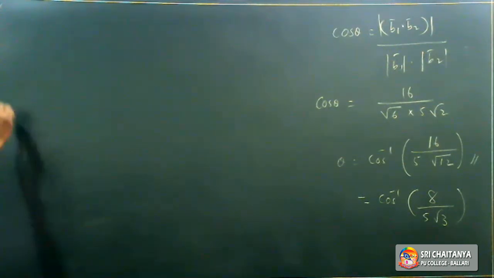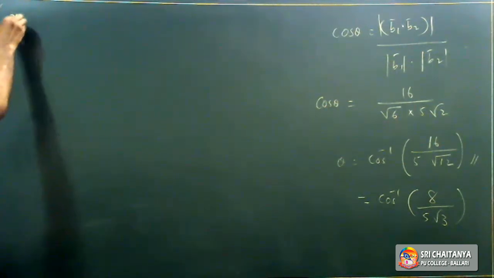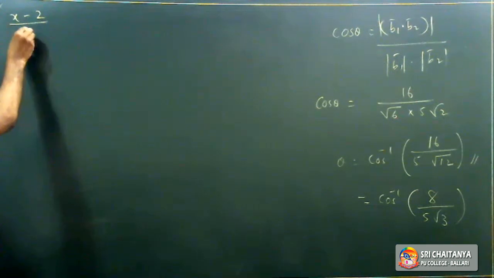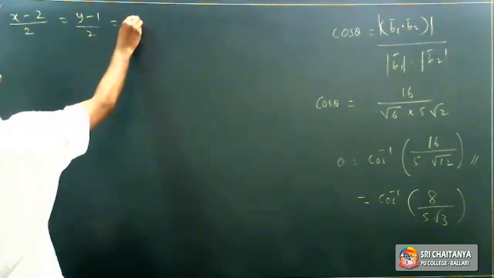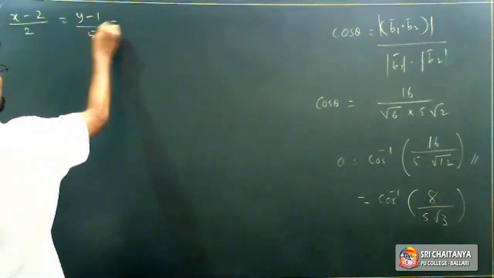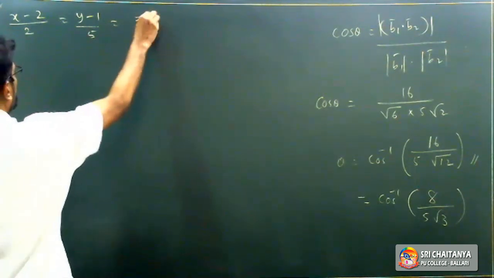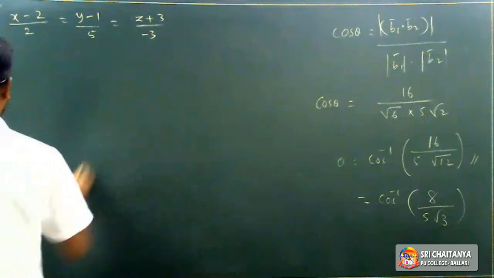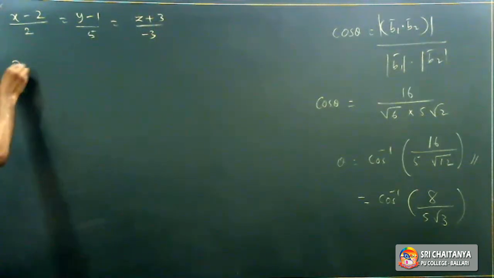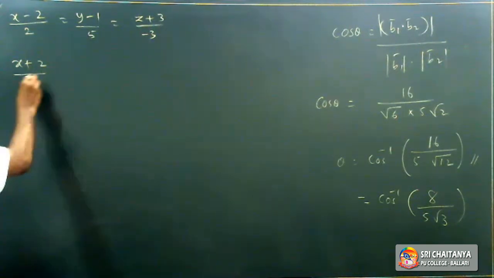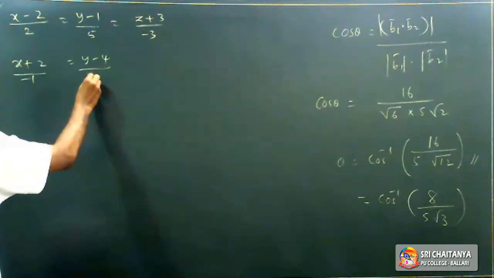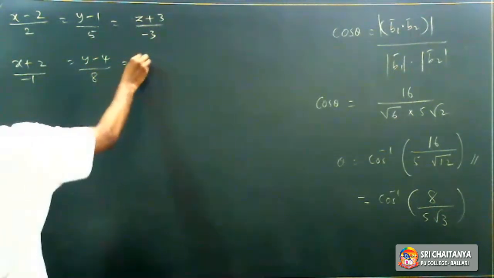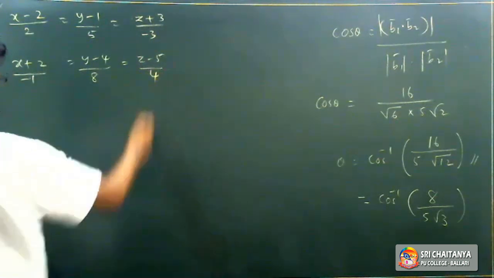Find the angle between the pair of lines x minus 2 by 2 is equal to y minus 1 by 5, sorry, y minus 1 by 5 is equal to z plus 3 by minus 3. x plus 2 by minus 1 is equal to y minus 4 by 8 is equal to z minus 5 by 4.